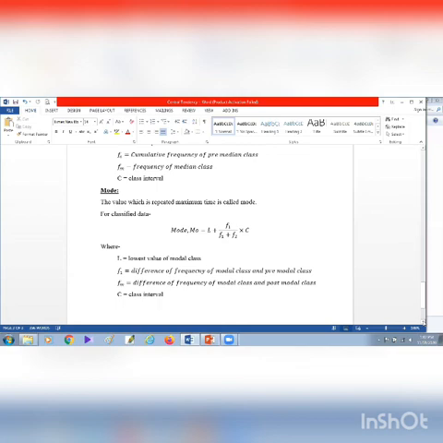In the next class, we'll explain the merits and demerits of the measures of central tendency, and we'll explain the different important characteristics and properties of arithmetic mean.